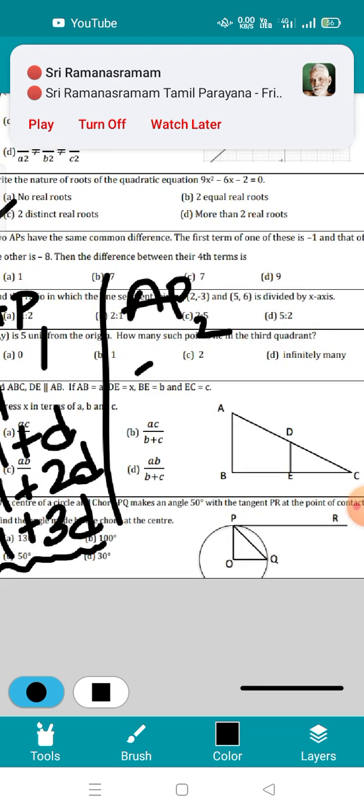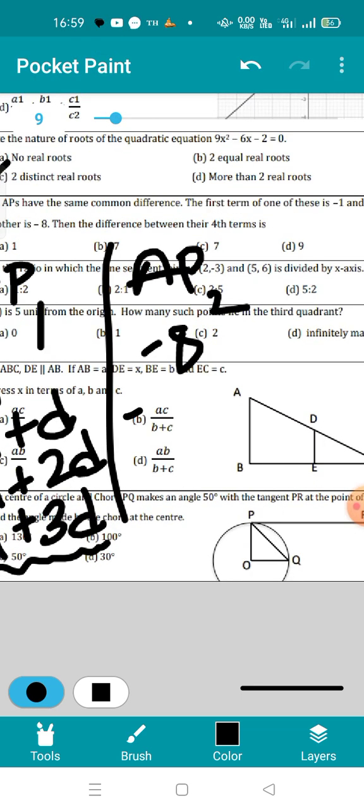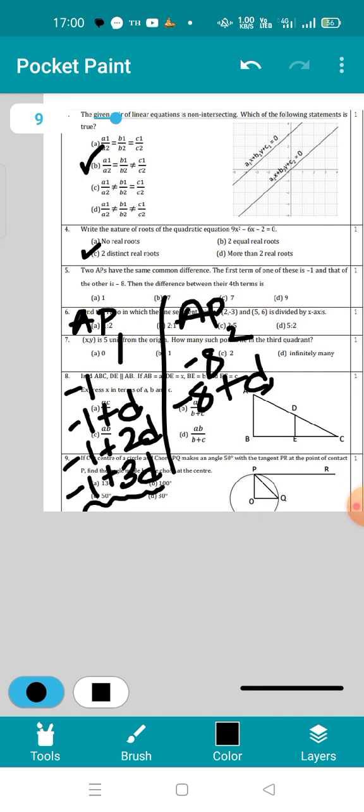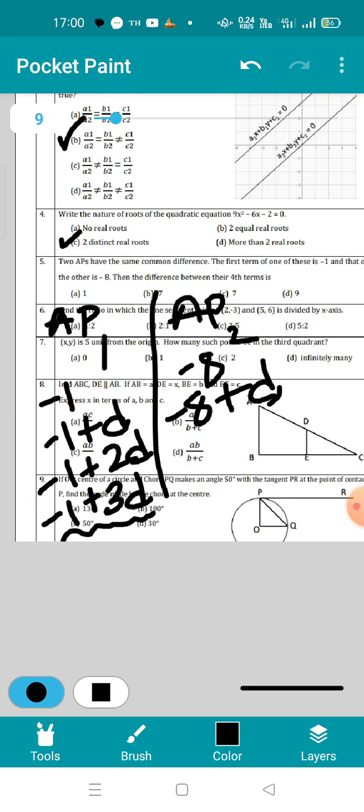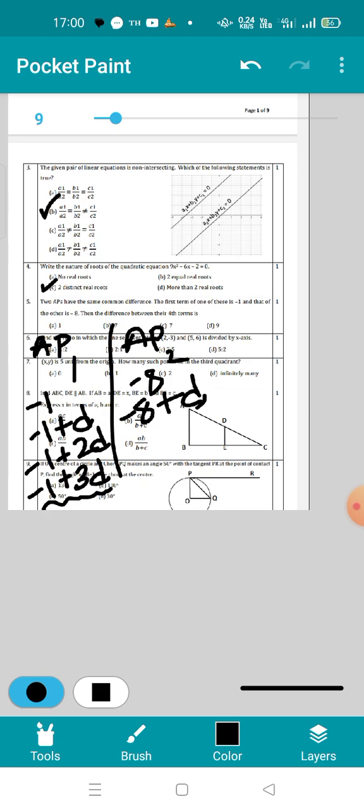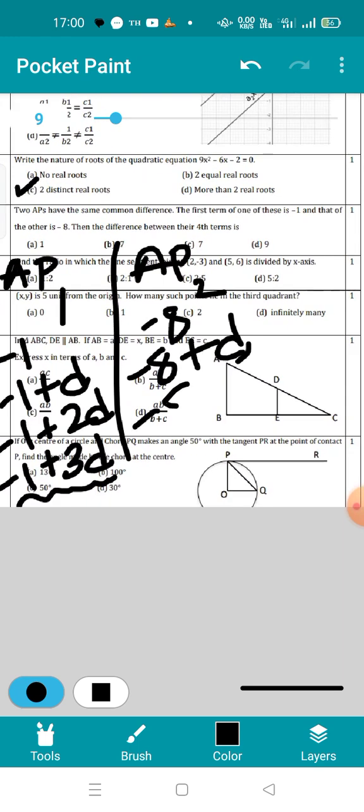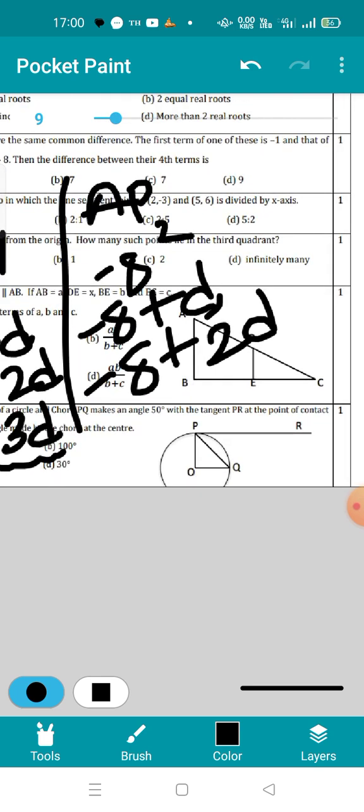So the first term is -8. How do you obtain the second term? By adding the common difference to the first term. And why am I writing D here? Why am I not using some other representation for D? Remember, they have told that the two APs have the same common difference. So that's why I'm taking D as the common difference of the second AP as well. So now how do we obtain the third term? Adding D to the second term, that is -8 plus D plus D, it will be -8 plus 2D. The fourth term can be obtained by adding D to the third term. So -8 plus 2D plus D, that will be -8 plus 3D.